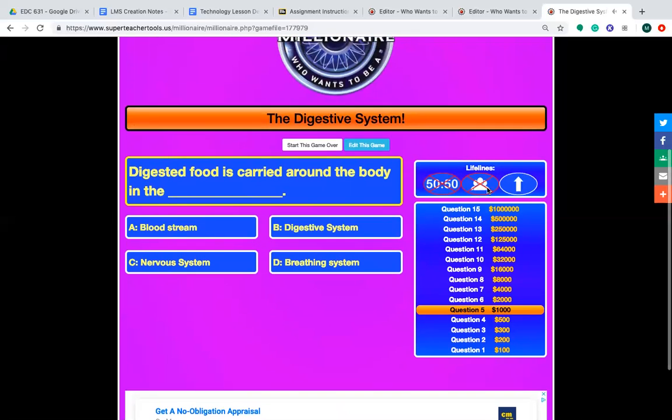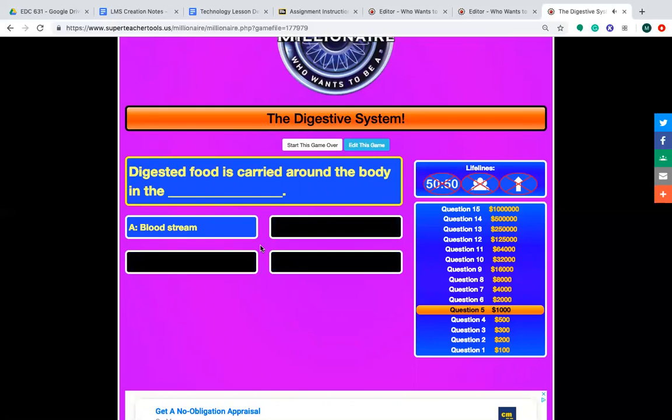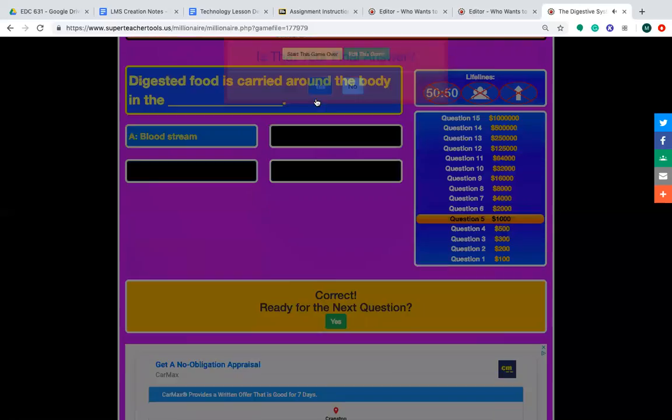And then your last lifeline is actually a lifeline that's going to just immediately give you the answer. So if I have no idea what this one is, if I click it, it will narrow it down to the actual answer. So that's kind of giving you like a freebie.